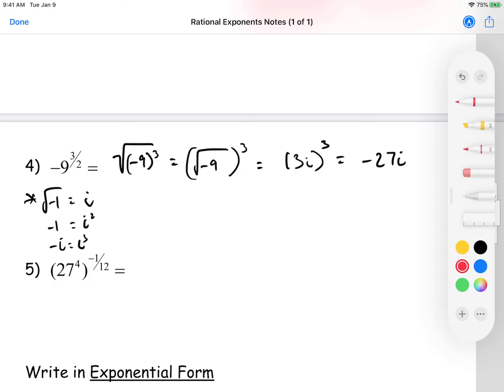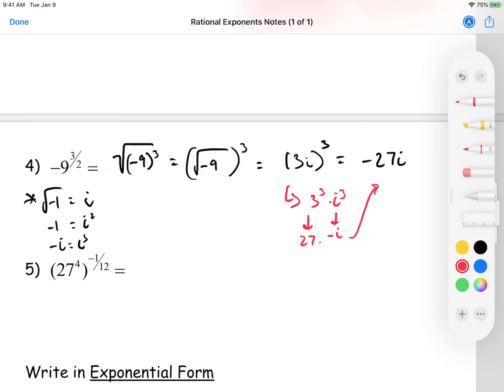Okay, again, I'm seeing some confused faces. Why does this work? Remember, this is exponents. This is the same thing as 3 cubed times i cubed. i cubed is negative i. 3 cubed is, I'm sorry, the positive 27. Apologies. Positive 27. So this is negative i times 27, which equals negative 27i. That make sense?